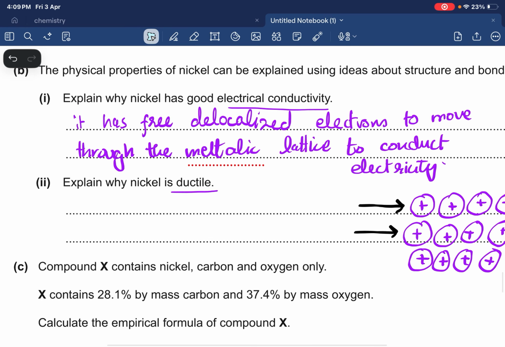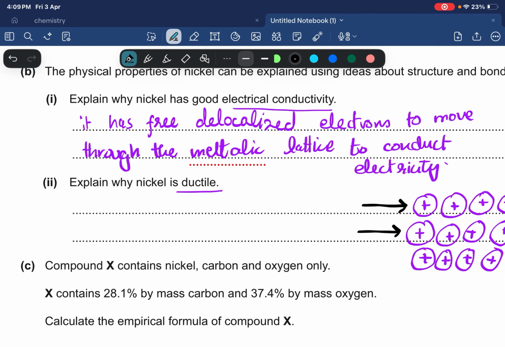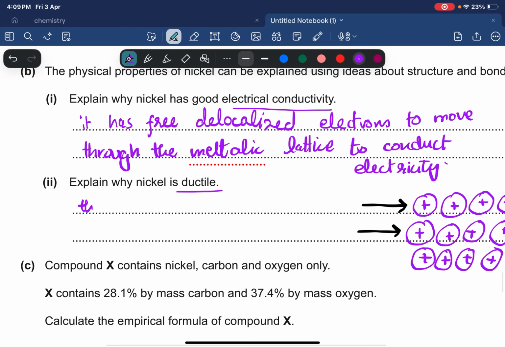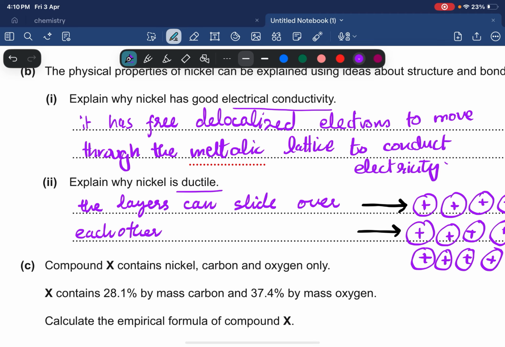So over here we're going to write that the layers can slide over each other. The layers of positive ions, you can also write that they can slide.